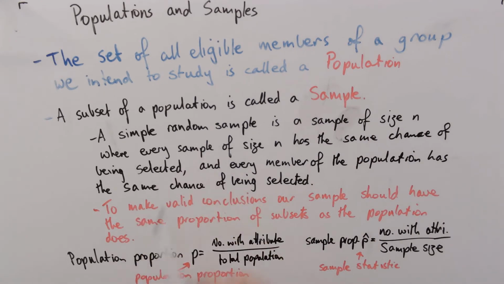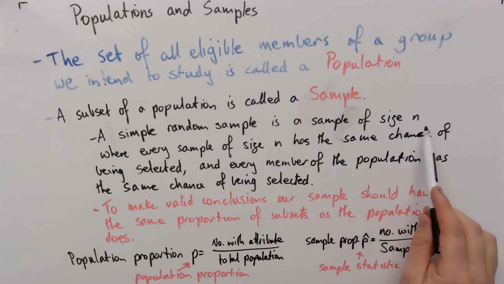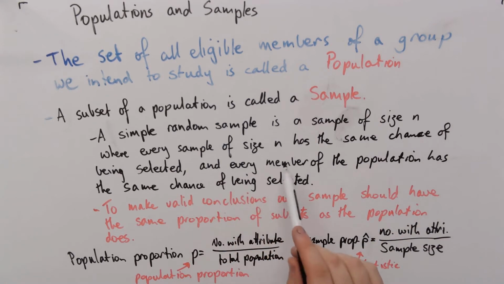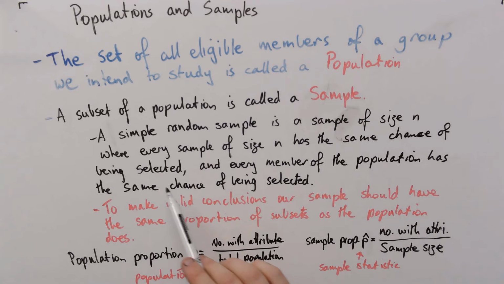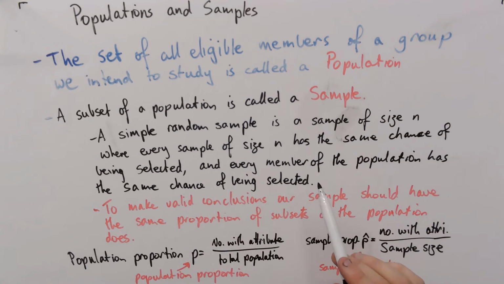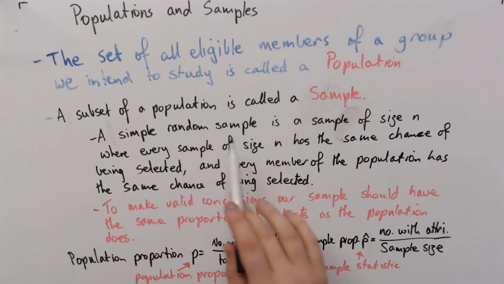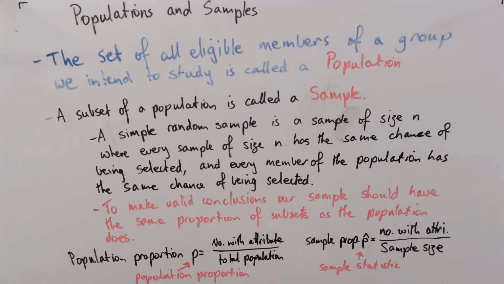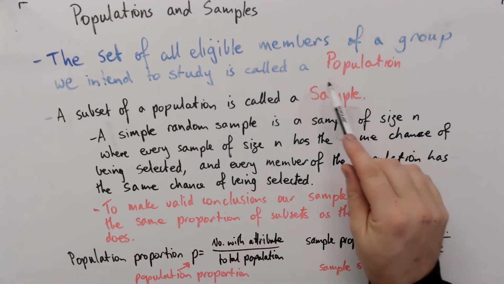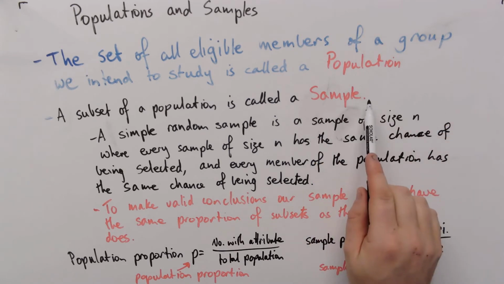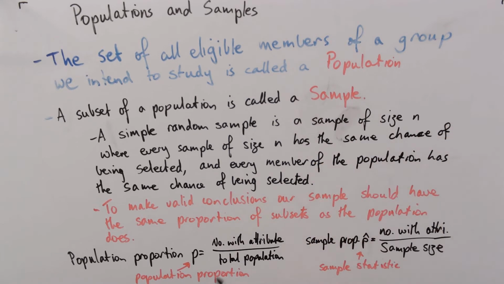A simple random sample is a sample of size n, where every sample of size n has the same chance of being selected, and every member of the population has the same chance of being selected. Essentially, for a simple random sample, you want to be randomly selecting members of the population to create your sample.